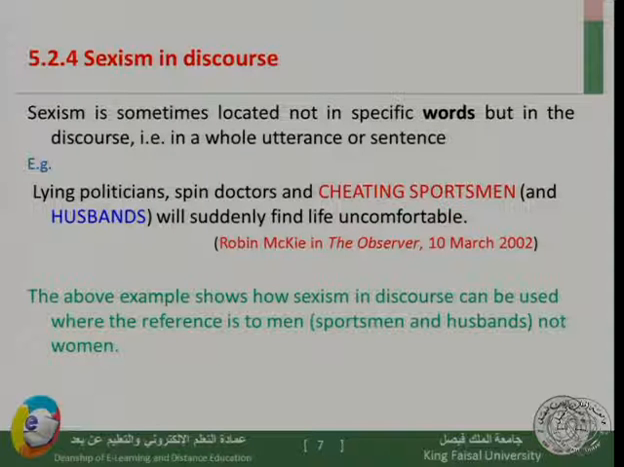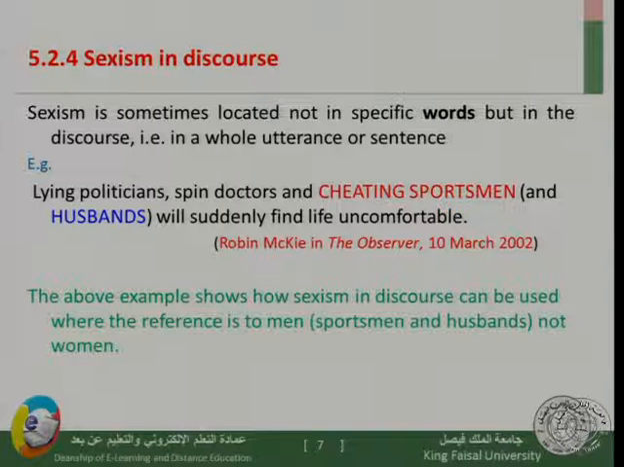We move to sexism in discourse. We have discussed the words master and mistress, which indicate that we could have sexism in one word. Now we move to show how the English language can be sexist in discourse, which means in more than one word, in a phrase or in a sentence or in an utterance. Before we start, we need to indicate that sexism is sometimes located not in specific words, but in the discourse, i.e. in the whole utterance or sentence.